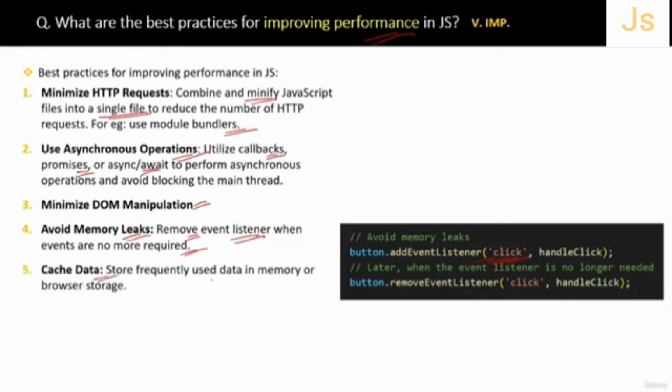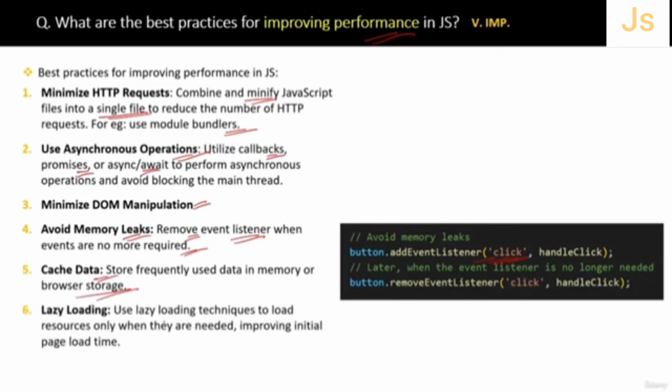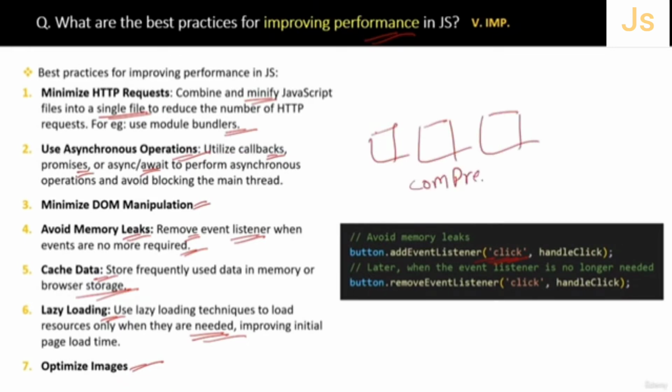Next is cache data. Store frequently used data in memory or web storage to make the application fast and responsive. Next best practice is use lazy loading. Use lazy loading technique to load the resources only when they are needed. This will improve the initial page load time of your website. Last but not the least is optimizing images. The more images on your website, the longer it will take to download, right? So compress them or optimize them to download faster. So these were some of the techniques to improve the performance in JavaScript based web applications.